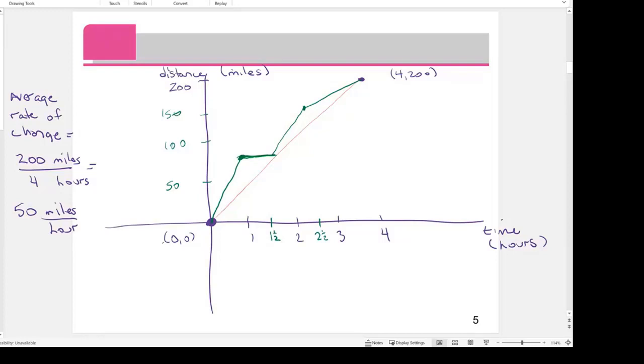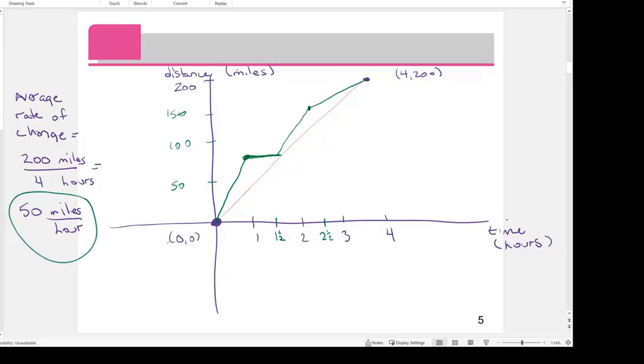What's really happening here? I know that the average rate of change is 50 miles an hour because it took me 4 hours to go 200 miles. But here I was going 75 miles an hour. And here I was going 0 miles an hour, right? And then again, I picked up to 75 miles per hour.